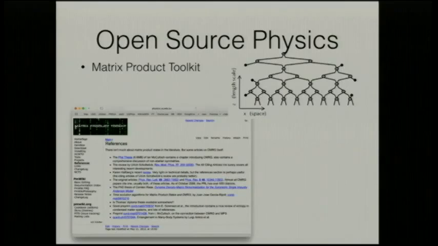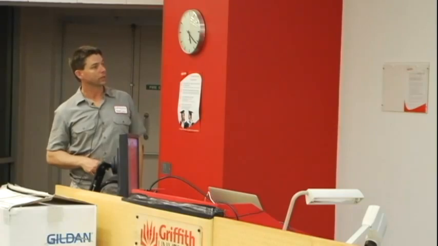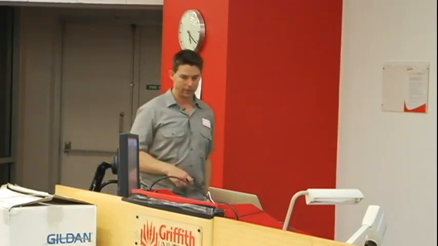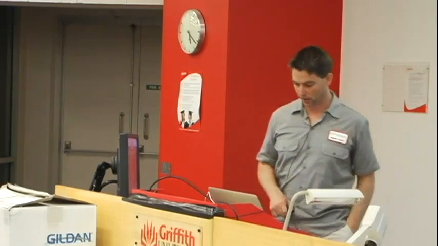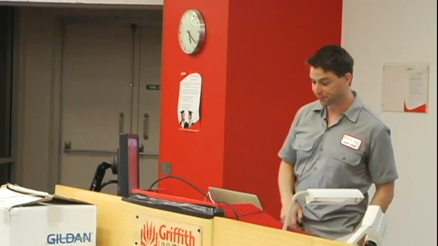There's a kind of classical simulation technique called matrix product states. I won't go into the details. It's a graphical and mathematical way to represent quantum states. There's a guy at UQ, Ian McCulloch, who's writing this software, the Matrix Product Toolkit. If you look that up online, you'll find the software that he's developing. It's a very powerful technique for simulating some restricted class of quantum systems on a classical computer.